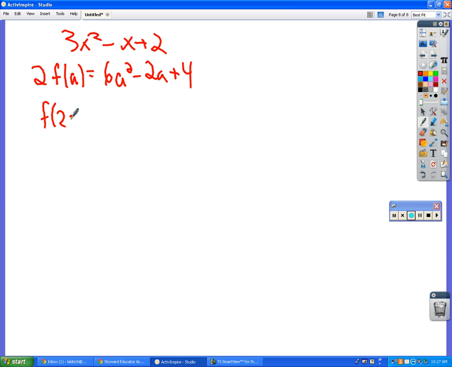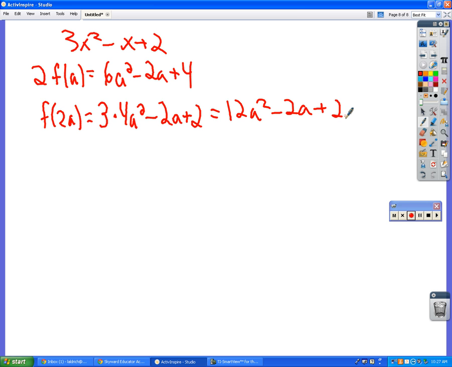f of 2a means that you plug 2a in for all the variables right off the bat. So that's going to be 3 times 4a squared minus 2a plus 2, which works out to be 12a squared minus 2a plus 2. So 2 times f of a and f of 2a are not the same thing. Okay? One is you plug it in first and then double it. The second one is you double it and then plug it in. Okay?